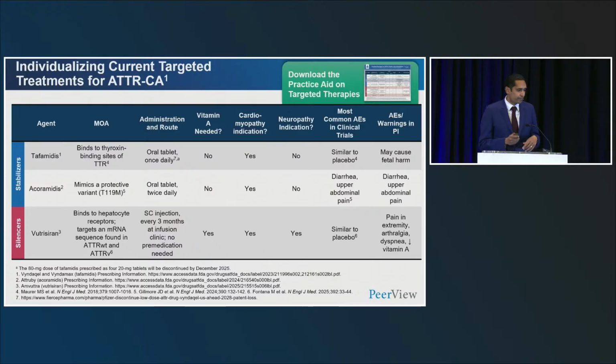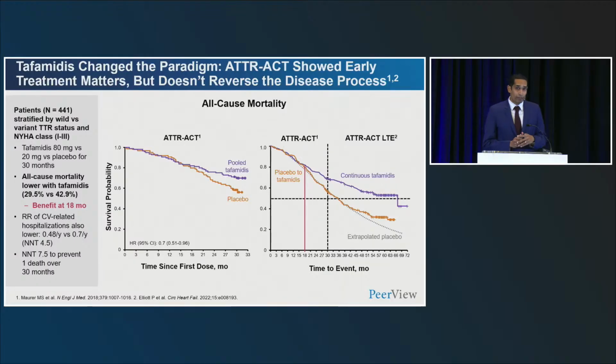So let's talk about the first trial that came out about 7 years ago, and this was ATTRACT, which I think was a landmark in this field, and it really emphasized that now we can actually modify the natural history of the disease. It's a study of about 441 patients with wild type as well as variant. They were mostly wild type in this study, and they were New York Heart Association class 1 to 3, so that's important. They were individuals who were minimally symptomatic in this trial.